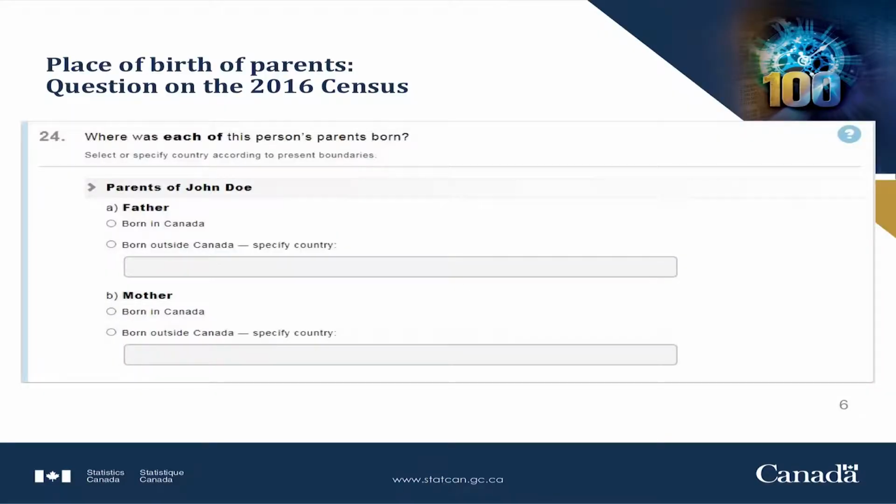This is a screenshot of what the electronic questionnaire for the place of birth of parents question looked like from 2016. And this is a question that sort of highlights the fact that Canadian society is changing. 10, 15 years ago, we didn't have a peep of any problems with this question, whereas we saw more issues with this question in 2016. So the question is, where was each of this person's parents born? Father, born in Canada or born outside of Canada. Mother, born in Canada, born outside of Canada.